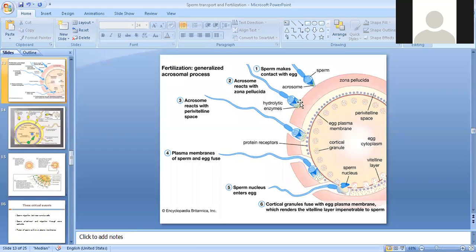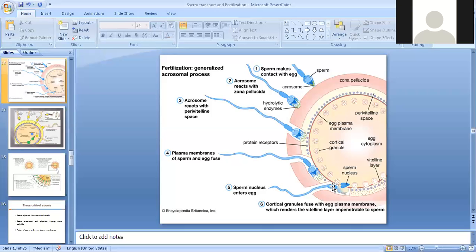And once these hydrolytic enzymes are released, they allow the penetration of the sperm through this to reach this perivitelline space. This is the perivitelline space. So the sperm gets entry through this perivitelline space and it further enters.